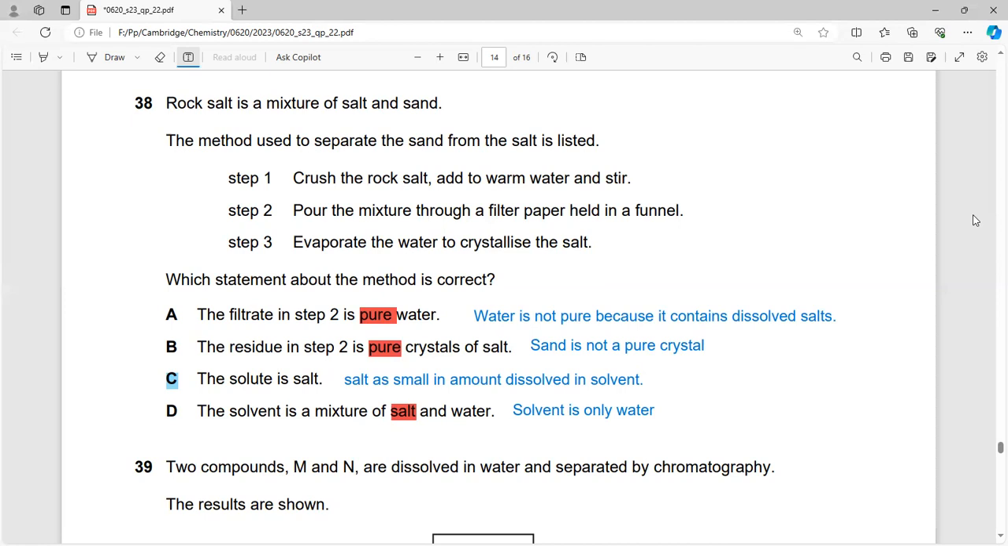C: the solute is the salt, which is small in amount and dissolved into the water. So that's why it is working as a solute. Now D: the solvent is a mixture of salt and water? The solvent we have is only the water. It's not a mixture, because a mixture of salt and water would produce a solution. It's not a solvent, so D is our wrong option. C is our correct option here.